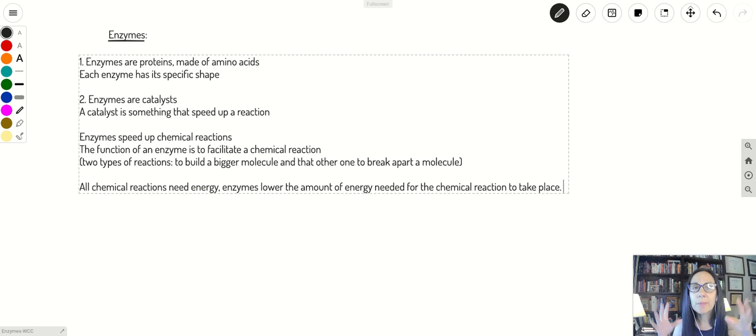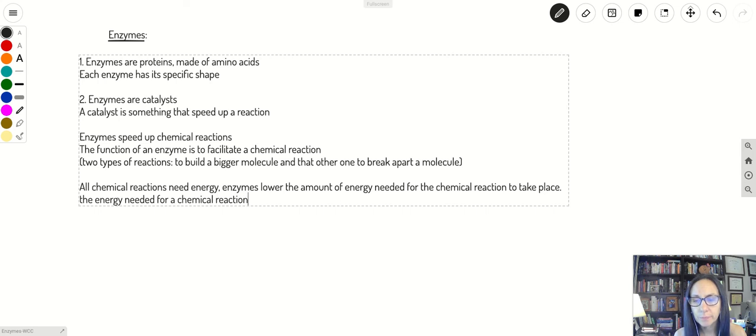So an enzyme grabs the two, puts them together, and that is a lot less energy than for the two to just randomly bump into each other, just by random chance. So that's how the energy is lowered. And that energy that is required for a chemical reaction to take place is called activation energy. Okay. So the energy needed for a chemical reaction is called activation energy.